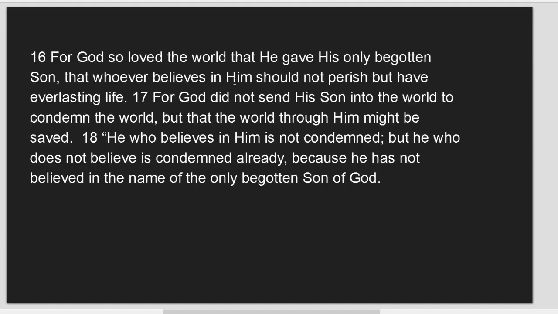For God so loved the world that he gave his only begotten Son, that whoever believes in him should not perish, but have everlasting life. For God did not send his Son into the world to condemn the world, but that the world through him might be saved. He who believes in him is not condemned, but he who does not believe is condemned already, because he has not believed in the name of the only begotten Son of God.